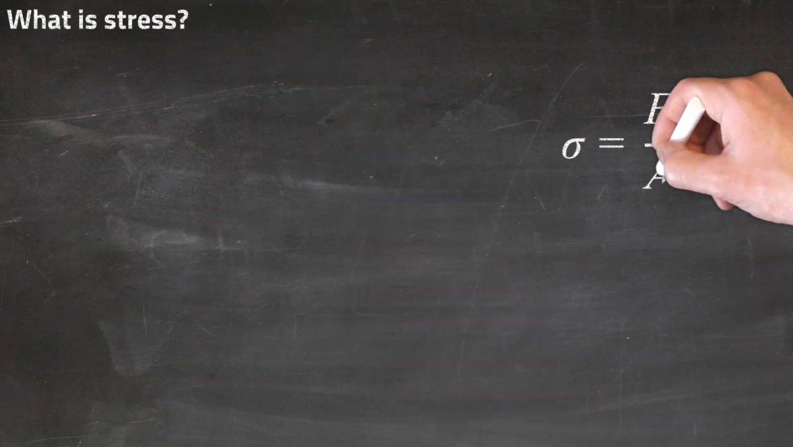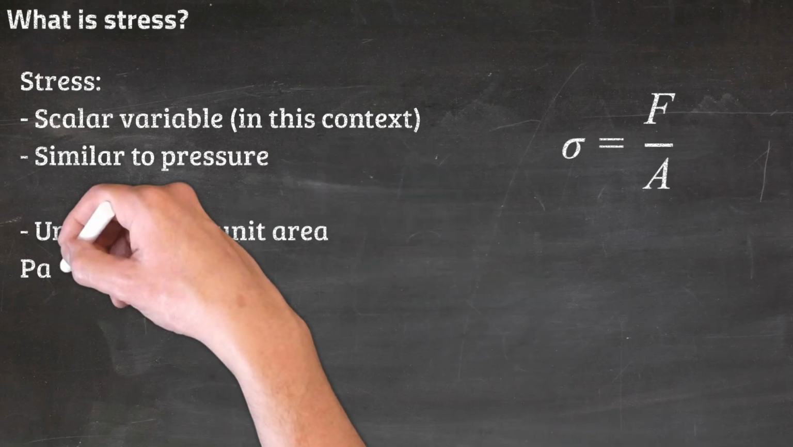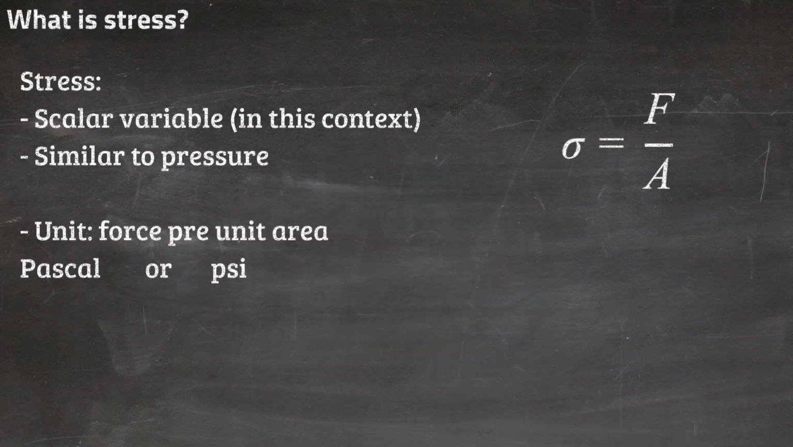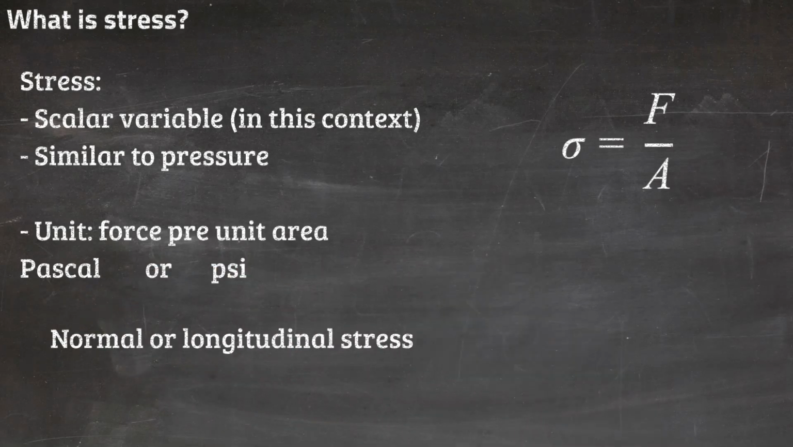Thus far we can say that stress is a scalar variable that is similar to pressure. In fact, it has the exact same unit as pressure. PSI and Pascal are the typical units used for stress. We also say this stress is normal stress as it is normal to the area of the cross-section of the specimen.